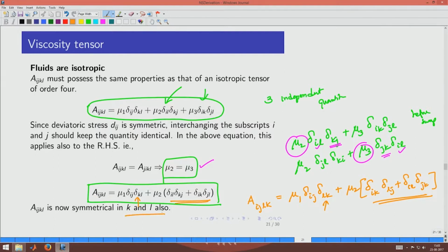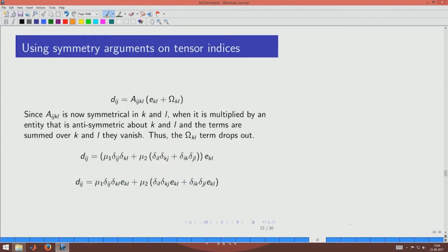Okay. So, we have now discovered that by imposing the symmetry of the deviatoric stress, we are obtaining the properties of A, which is basically saying that it is symmetric over ij as well as kl. So, now we write the expression once again, the linear constitutive relation we have written, the linear constitutive equation, as follows.